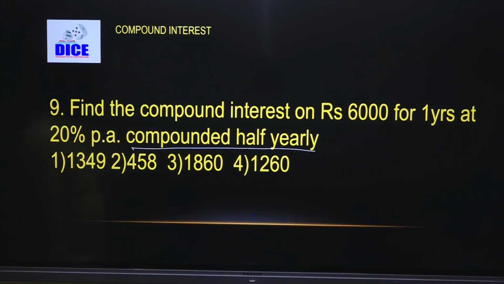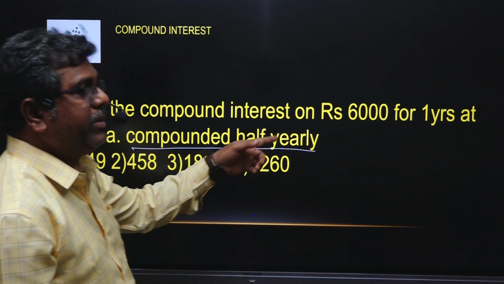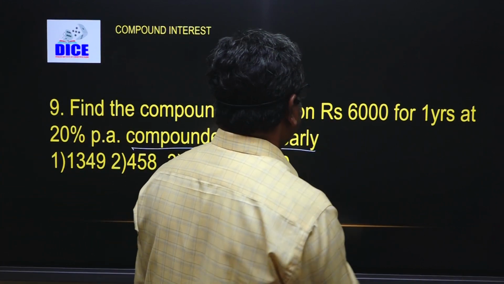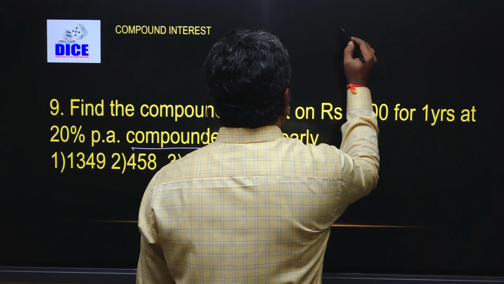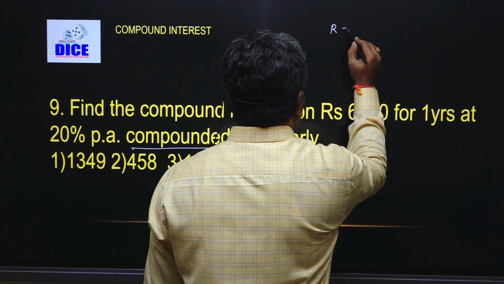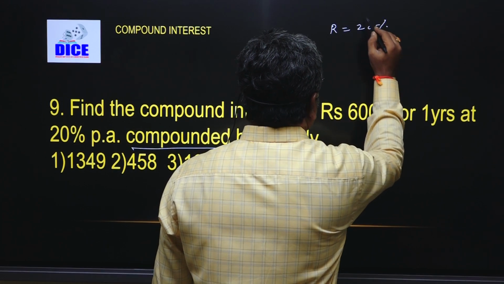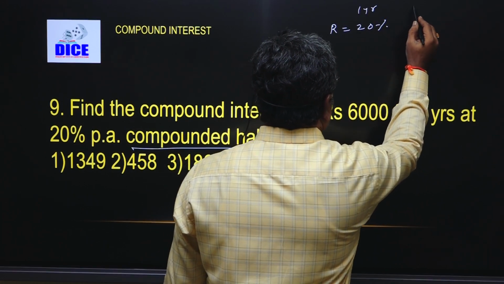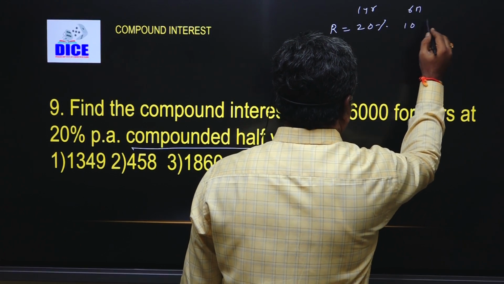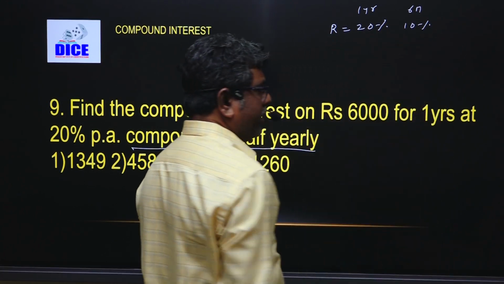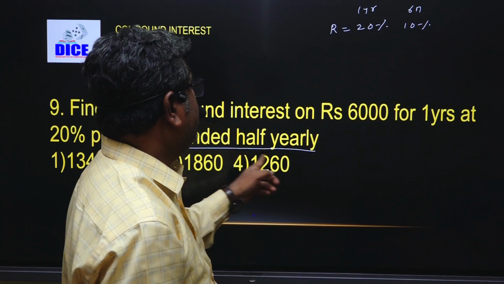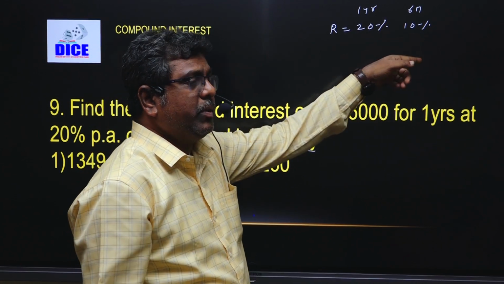Find the compound interest on ₹6,000 for 1 year at 20% per annum compounded half yearly. So here compound half yearly means every 6 months we have to take. So for every 6 months, the rate of interest, for 1 year he gave R is equal to 20%. This is for 1 year. For 6 months, the rate of interest is half of this one, 10%. So for 6 months, it is compound half yearly. We take only the 6 months value.